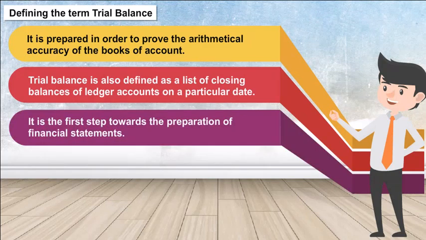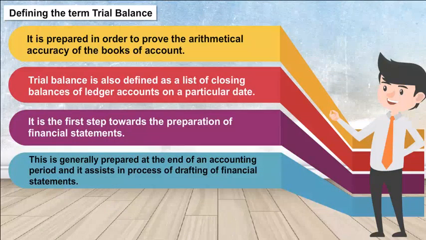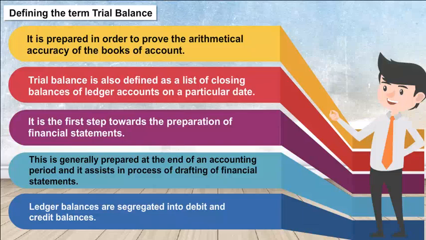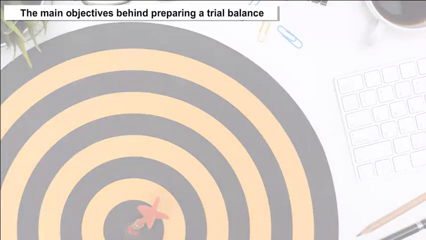It is the first step towards the preparation of financial statements. This is generally prepared at the end of an accounting period, and it assists in the process of drafting of financial statements. Ledger balances are segregated into debit and credit balances. The main objectives behind preparing a trial balance.